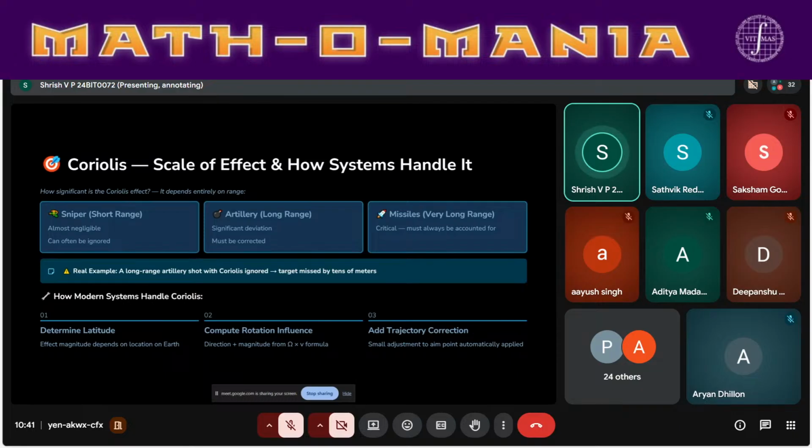So instead of aiming directly at the target, it aims slightly offset to compensate for the effect. Like we have seen in our simulation, in order to get the desired outcome, I had to adjust the angle at which the bullet was shot. So like that, it will be making some corrections in order to achieve the objective. Okay.